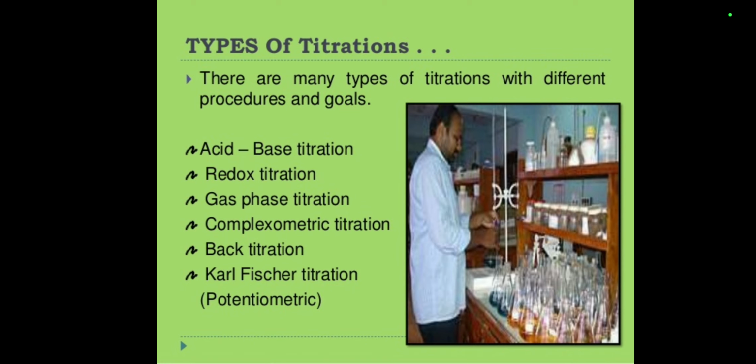So now let's proceed to the types of titration. There are many types of titration with different procedures and goals. We have first the acid and base titration, which is very well known in the content of analytical chemistry. This is the first one used in the demonstration in this topic. Next are redox titration, gas phase titration, complexometric titration, back titration, and the Karl Fischer titration. Here we will discuss them one by one.